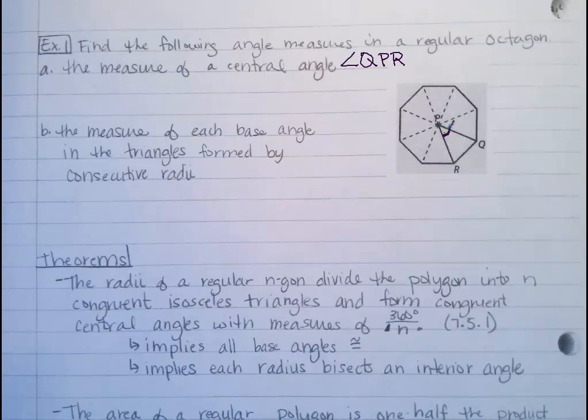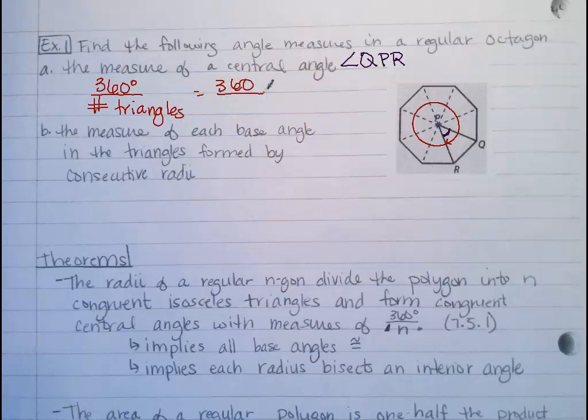So how are we going to go about finding the measure of it? 360 divided by how many angles there are. Why did you say that? If we start at one place and go all the way around and come back, how many degrees is that? 360. Every polygon, all the central angles add up to 360 degrees. So we're going to take the 360 degrees and divide it by the number of triangles.